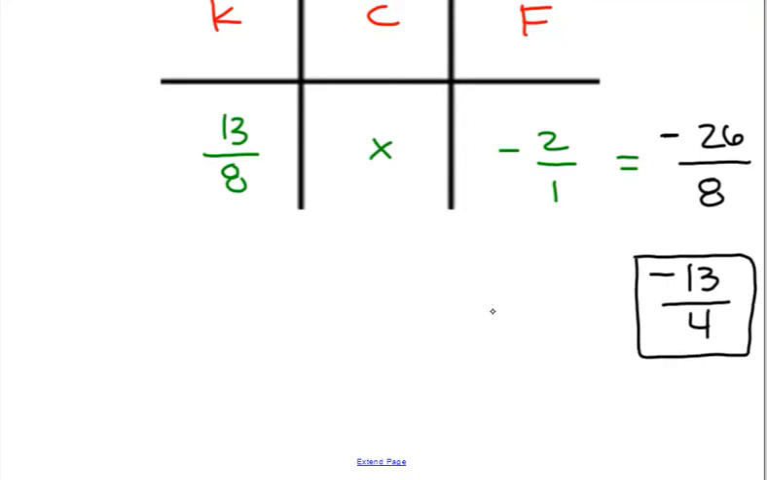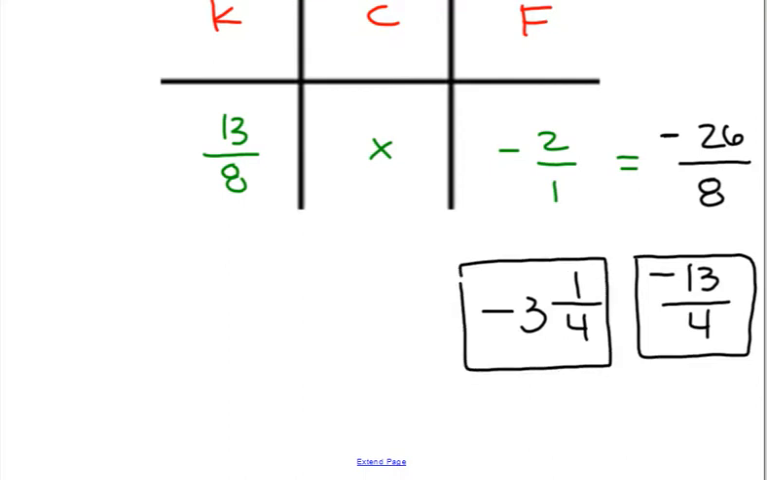And the other thing I want you to start practicing is giving me the mixed number version as well. So that would be, let's see, negative 3 1/4. But I want to show you another method, and that's called cross-canceling. Okay, so I'm going to rewrite this right here. You have 13 over 8 times negative 2 over 1.